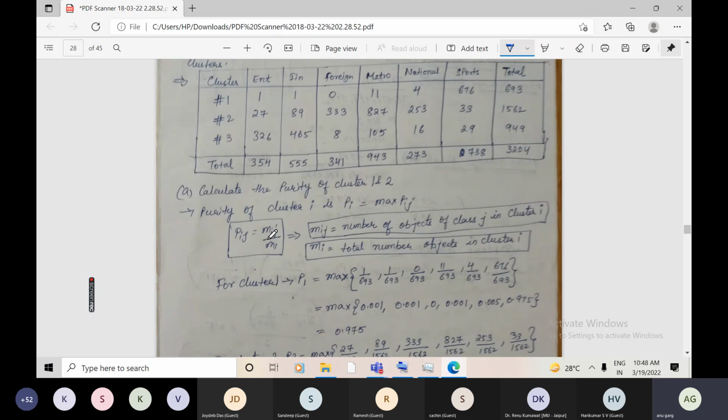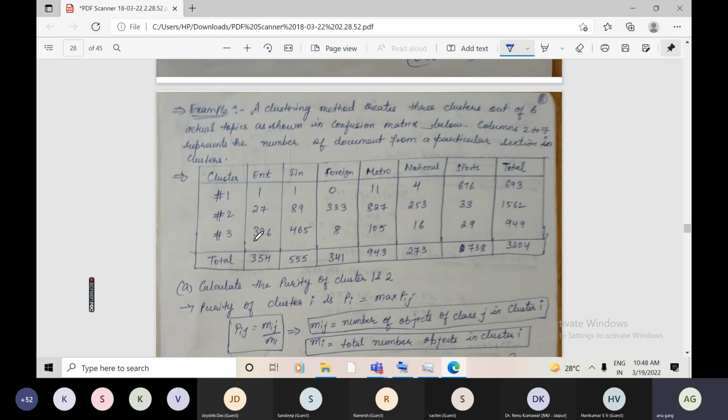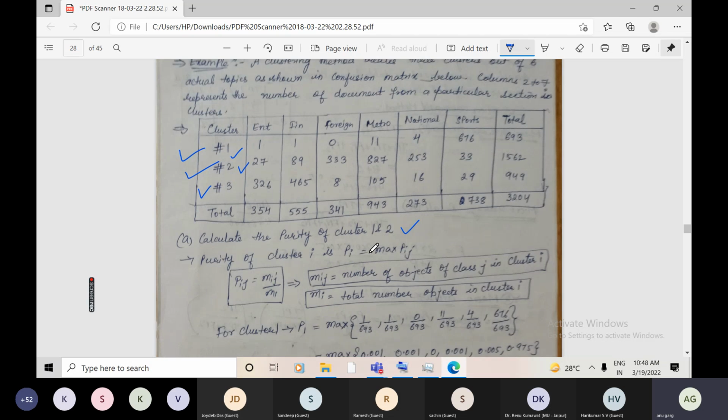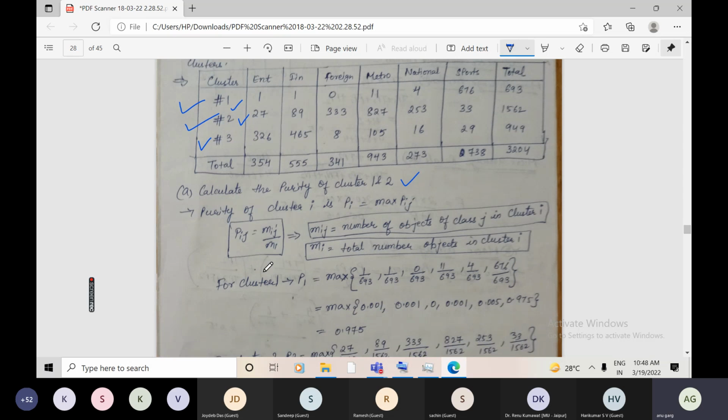Again, there is another one, and this is also from a previous question paper. This is again the same. The table is given with 3 different clusters and then the classes. I just put the total across vertical and horizontal. And then they are asking us to find the purity of cluster 1 and cluster 2. Okay. How do you find purity? You need to see cluster 1. For each of the classes in the cluster, find the probability of each class.